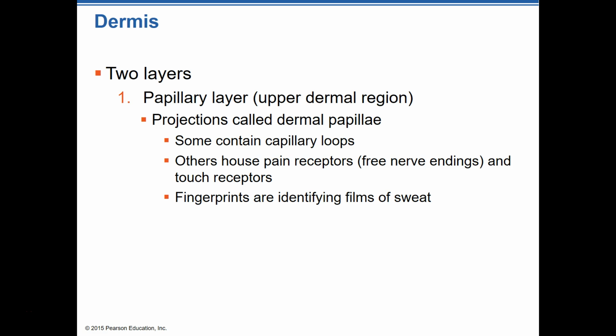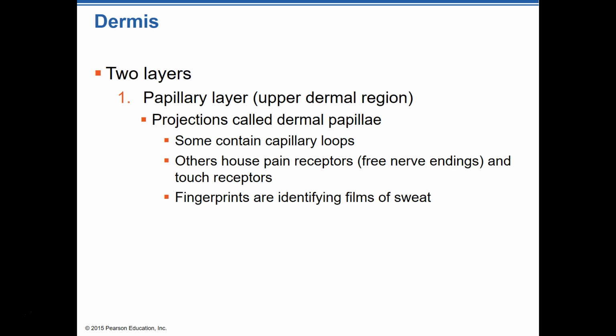The dermis, just down below the epidermis, is 2 layers, even though it's much, much thicker than the epidermis. It's only broken down into 2 layers. The first layer is the papillary layer. It's the upper dermal region. So if we're going top to bottom this time, there are some projections called dermal papillae.